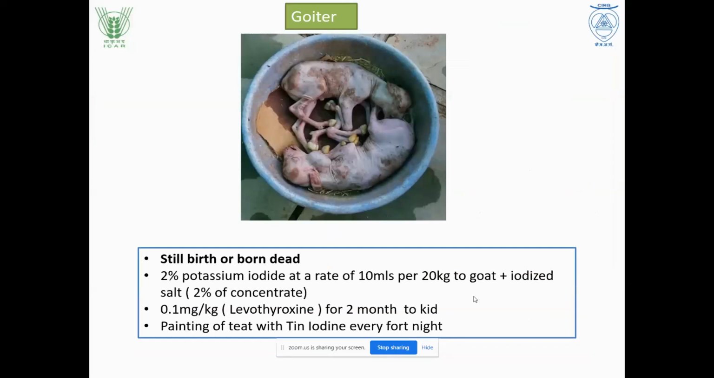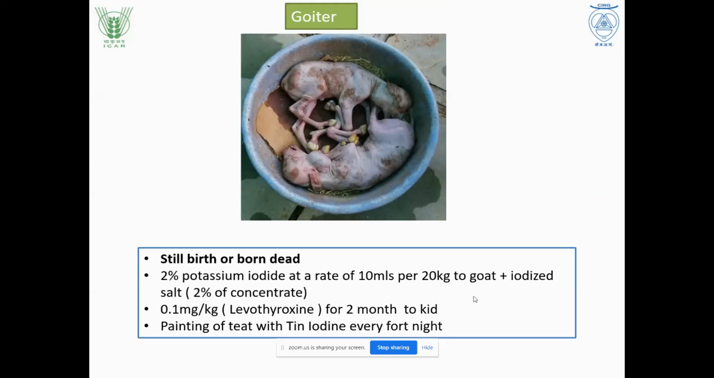In younger animals, sometimes there is a thyroxine problem, that is goiter, where iodine deficiency plays a very important role. You can see enlargement of the thyroid, which is known as goiter, and sometimes the animal is stillborn or born dead, or sometimes survives for a period of time but does not grow properly because of this goiter.